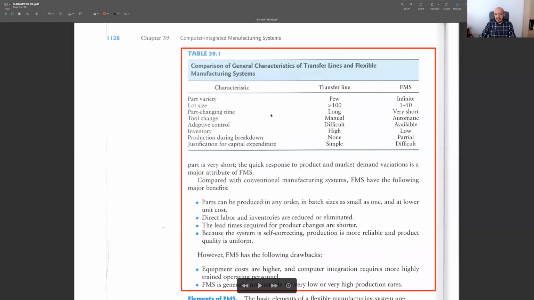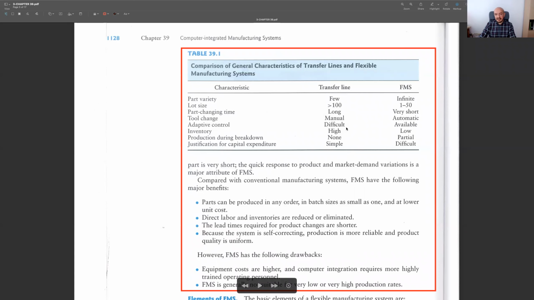Let's have a look at part changing time. It means producing a new part. So we know that it's quite long in transfer lines, since you need to change software, write new scripts, change hardware, but in the flexible manufacturing systems, it's quite easier. You can simply write new scripts, but you don't need to change hardware. And again, this one is very similar, tool change. In transfer lines, we don't have such automated systems for tool changing, but in flexible manufacturing systems, since we are mostly using CNC type of machines, tool changes are mostly automated.